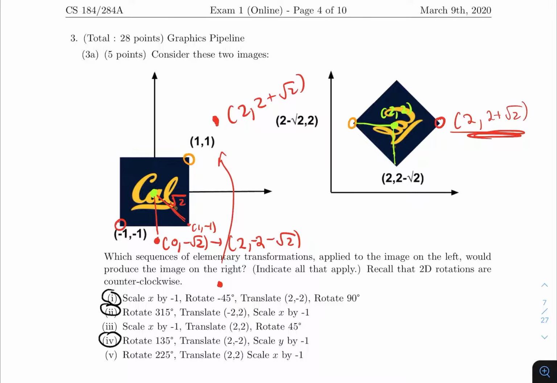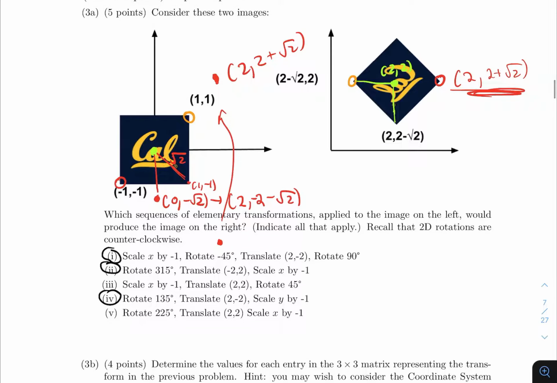And if we follow through this transformation sequence with the orange vertex, we'll also see that it maps to the same point on the right. The similar logic can be applied to parts 2 and 4 in order to get that result.